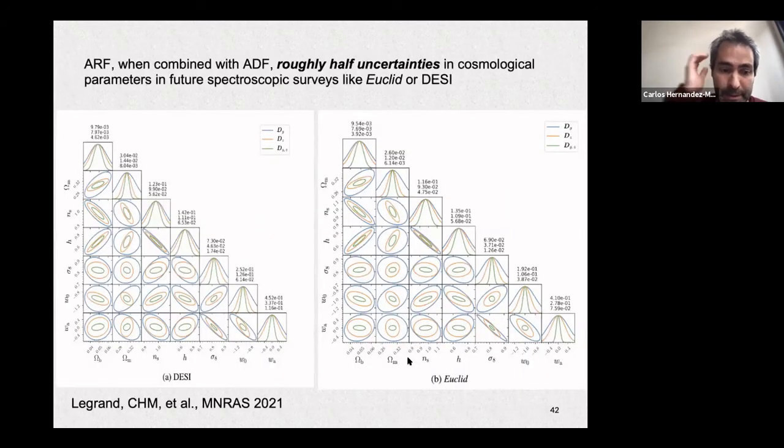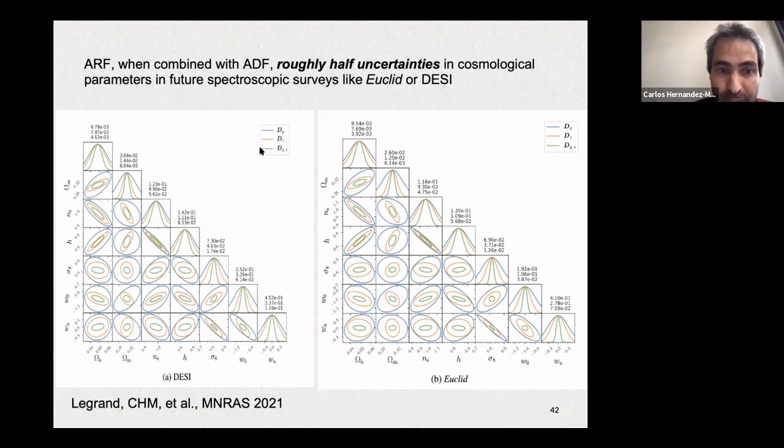So this is a paper that has been accepted recently too. It was led by Louis Legrand, who was a PhD student in Paris, in Orsay, and now he's in Switzerland. This is just a forecast for spectroscopic surveys like Euclid or DESI, of how much our uncertainties on the cosmological parameters shrink when you add angular redshift fluctuations on top of angular density fluctuations.